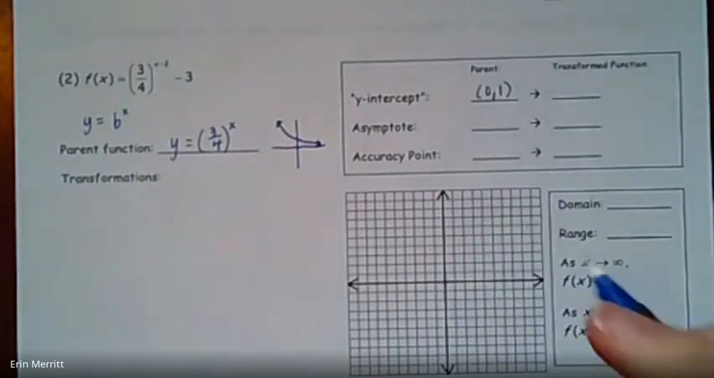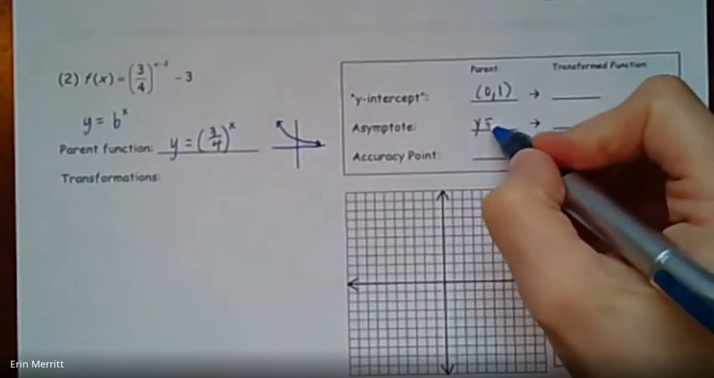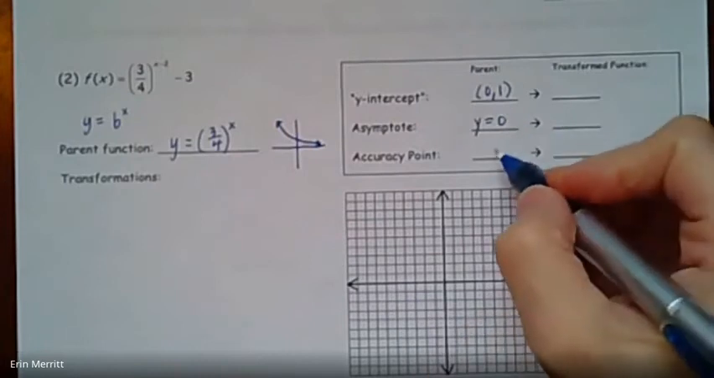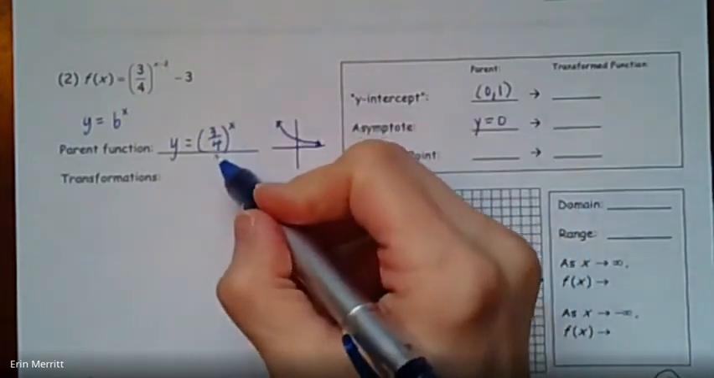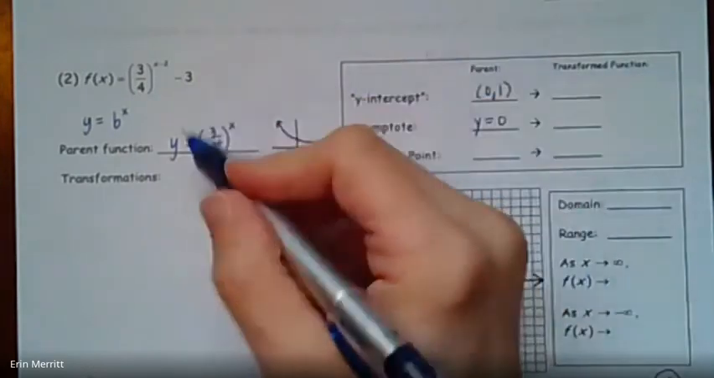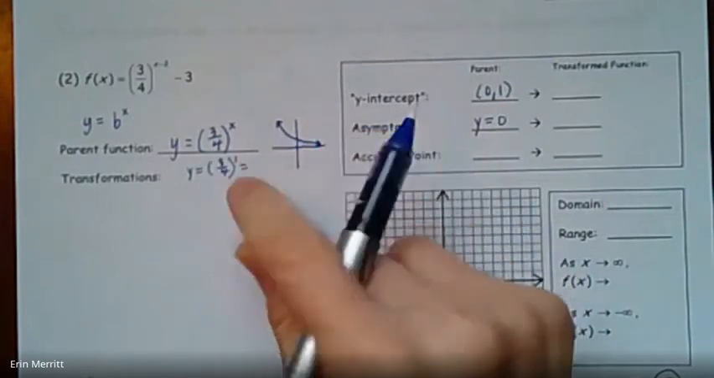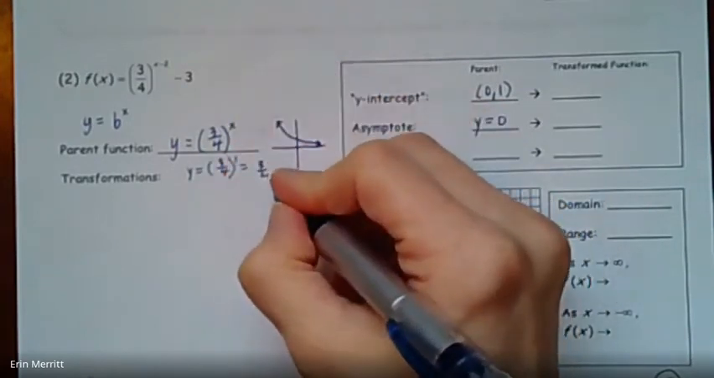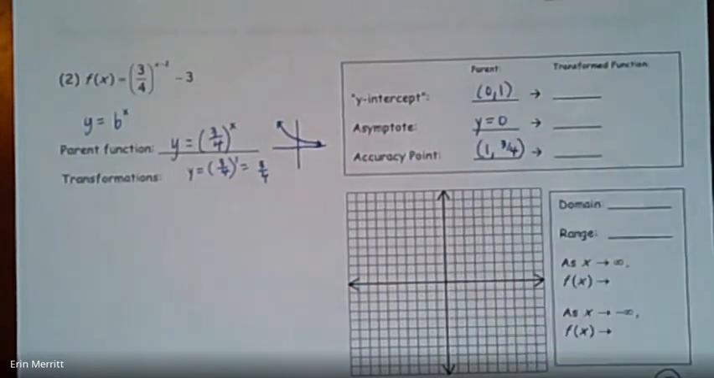On the parent function, the y-intercept: raise that to the 0 power. It always comes out as 1. Horizontal asymptote, y = 0. Accuracy point. Just to show you, you can pick any value of x you want. So I could plug in a 1 here, maybe you plug in a 2. I tend to just pick 1 because it's easy. So 3/4 to the first power is just 3/4. So this would be the point (1, 3/4), just like that.